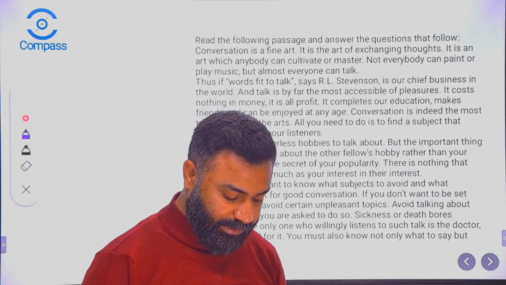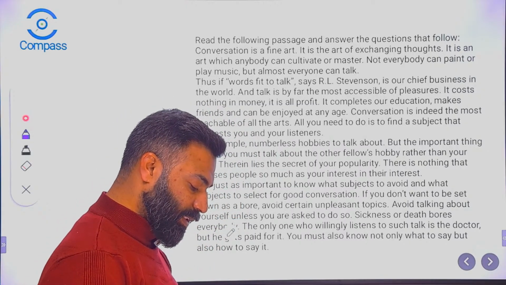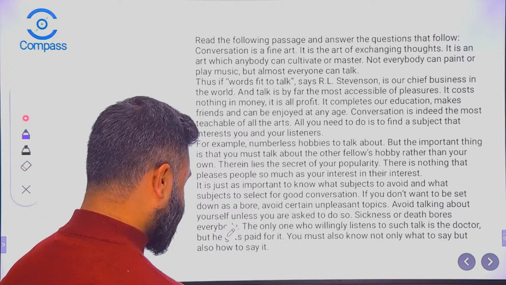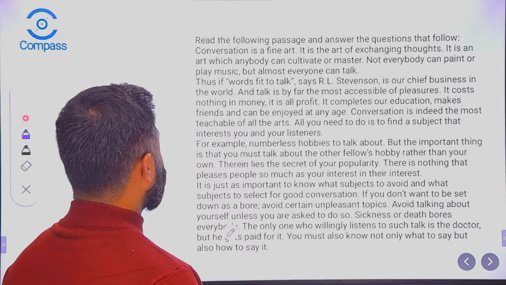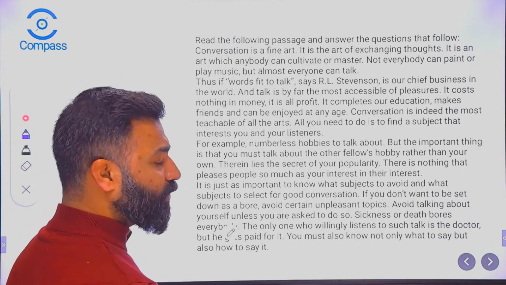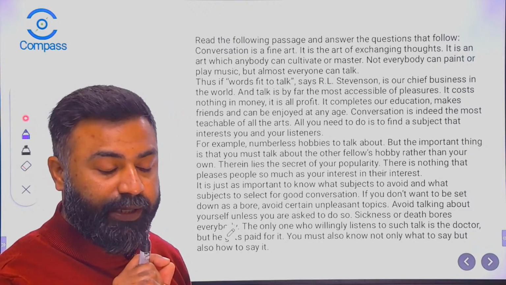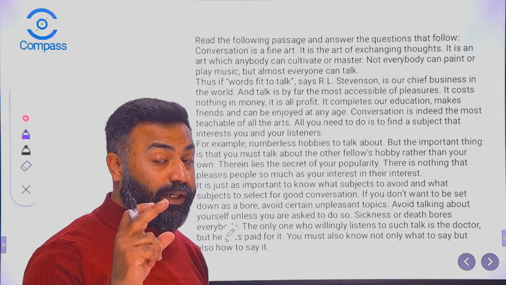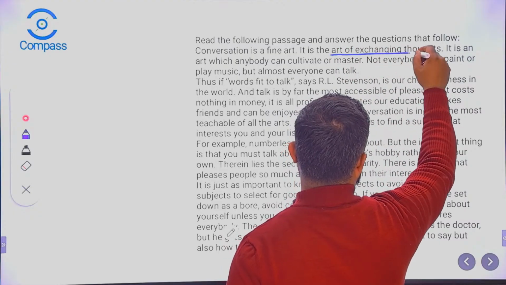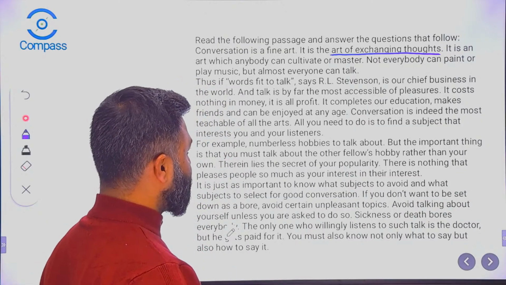Okay, so let's begin with this. We are going to read the passage. I'm checking all your comments in the comment section, and we are going to proceed accordingly. All right, so let's begin. Conversation is a fine art. It is the art of exchanging thoughts. So I've told you every time, whenever you are reading a passage, always underline the things that you find important. So we are going to underline this: art of exchanging thoughts. Okay, so conversation is a fine art. It is the art of exchanging thoughts.